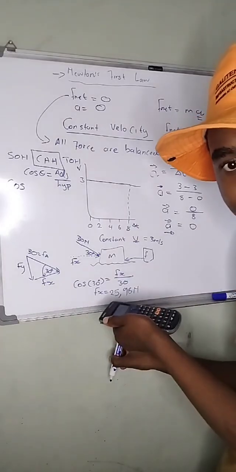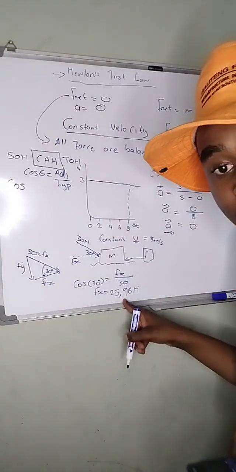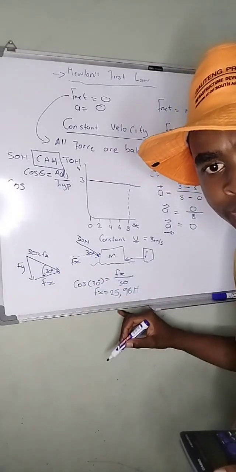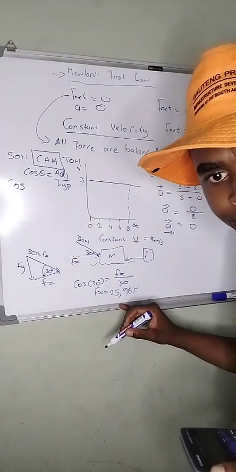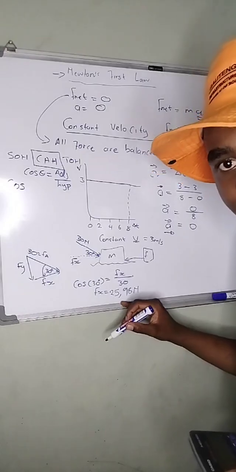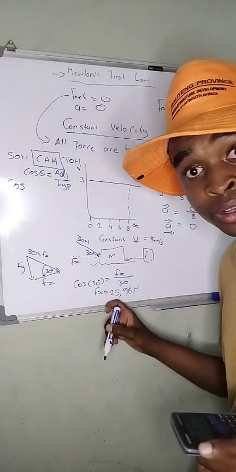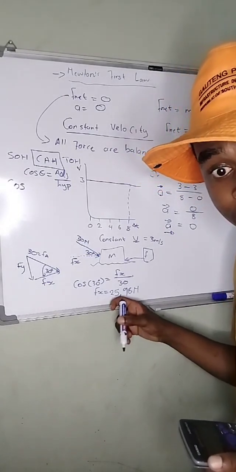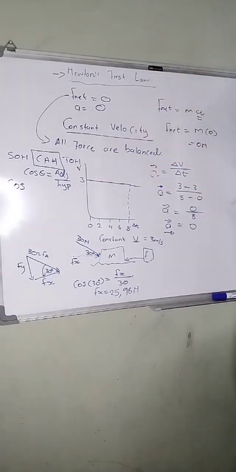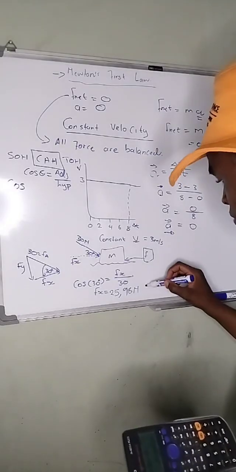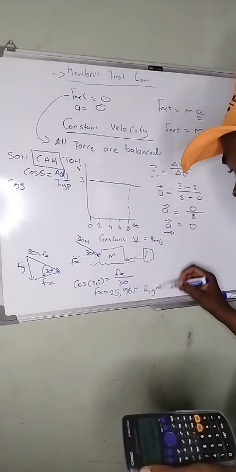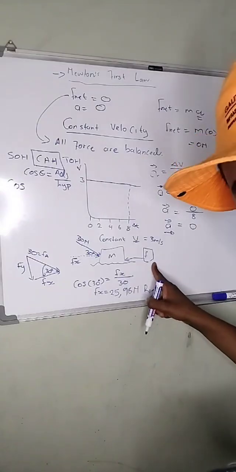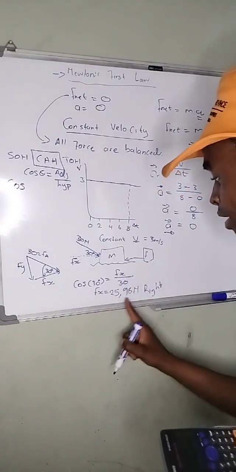Remember, force is a vector quantity. What's going to be the direction of this vector? It's going to be right. Now, what's going to be the value of friction, since we got Fx?